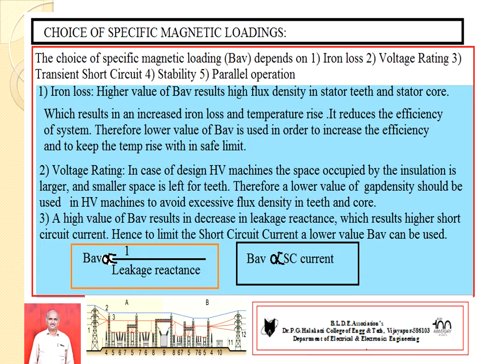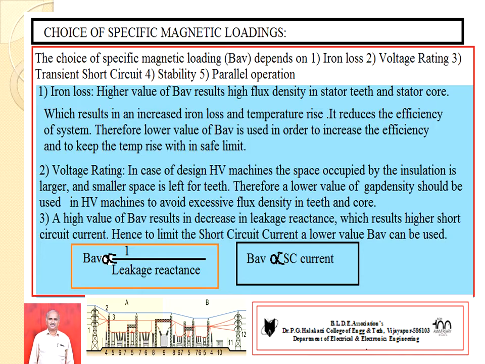It is a well known fact that we have to keep the limit of flux density in teeth at around 1.7 Weber per meter square. Keep it in mind. If a higher value is used, what is the effect? It reduces the efficiency of the system. Increased iron loss results in an increase of total loss, and this increase of total loss lowers the efficiency. On the other side, it also increases temperature rise, which is unwanted.